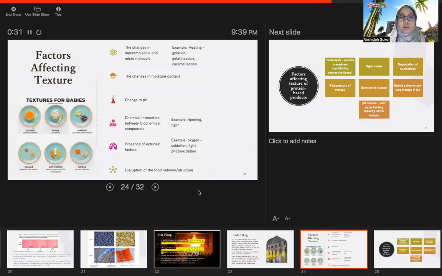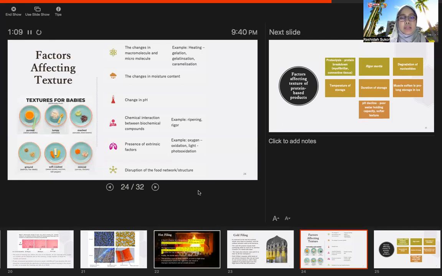Macromolecules are all the food components contained at a high percentage in food. For example, we have carbohydrate, proteins, water, and lipid. Those are macro components. When we say micromolecules or micro components of food, it includes the vitamins, minerals, and other components, pigments, colors. So, the changes in macro and micro molecules.